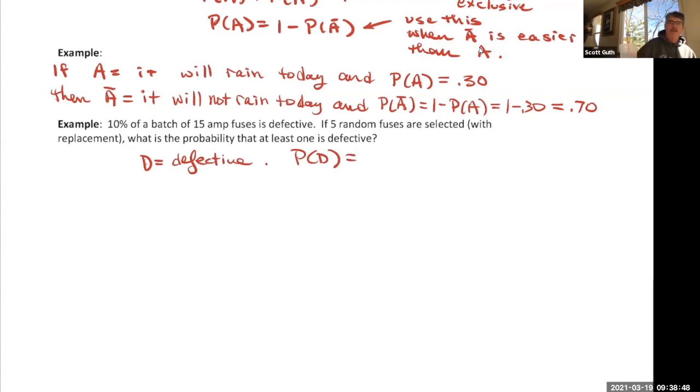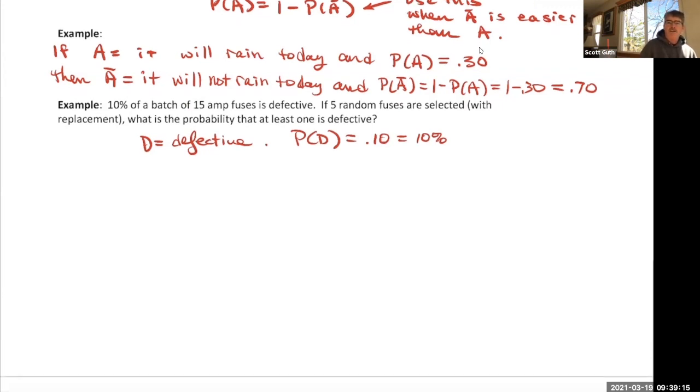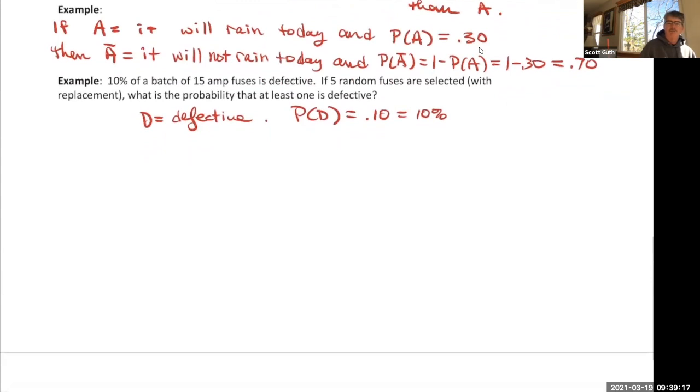It's a given, by the way. 10% of 15? No, it's just 10%. The probabilities, remember, are percentages. So the probability of D is just 0.10, which is 10%. Now you do have 15, but this 15 right here is just the type of fuse it is, so the 15 won't come into play in this problem. I don't know why I put in 15 amp fuses, but I just did. So the probability of a defective fuse is 10%.